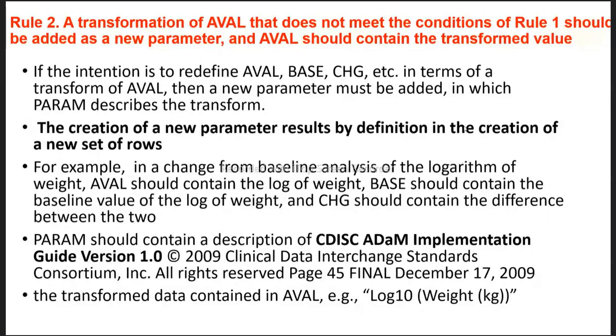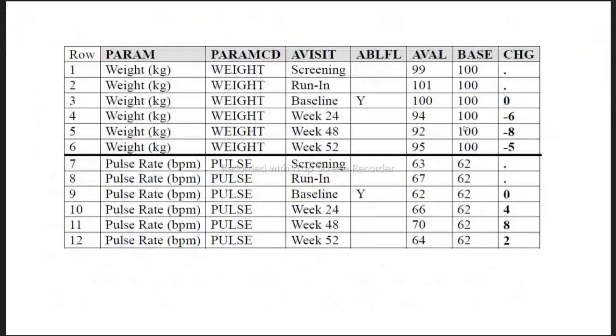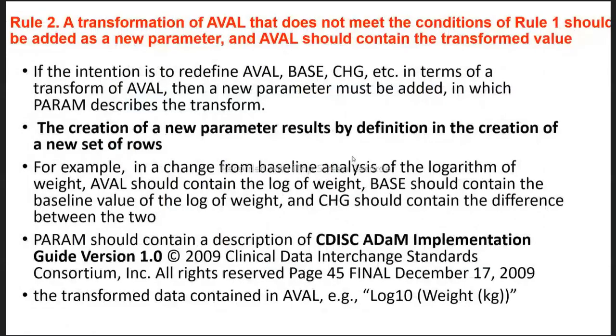Let me come back once again and look. These are eval values. These are exactly what we have collected in SDTM, the same values. There is no transformation. But if you did any transformation, since you are not satisfying the first rule, then you should go with the second rule. If there is a transformed eval value that does not meet the conditions of rule 1, it should be added as a new parameter, and eval should contain the transformed value. Yes, it is a little bit confusing. I will show an example so that you can understand.